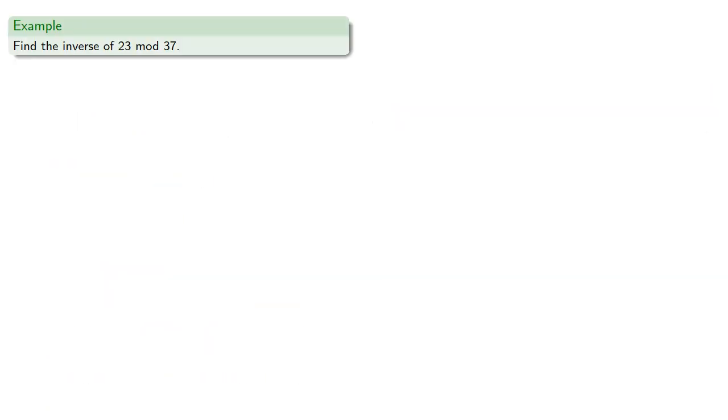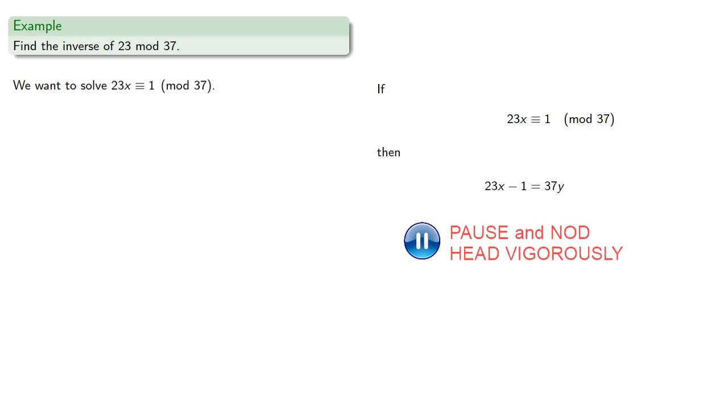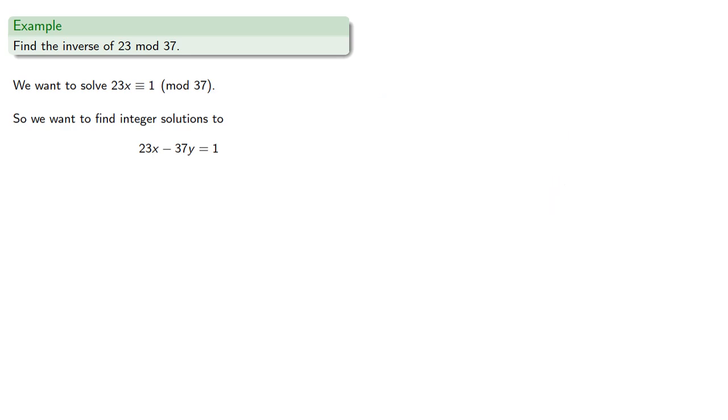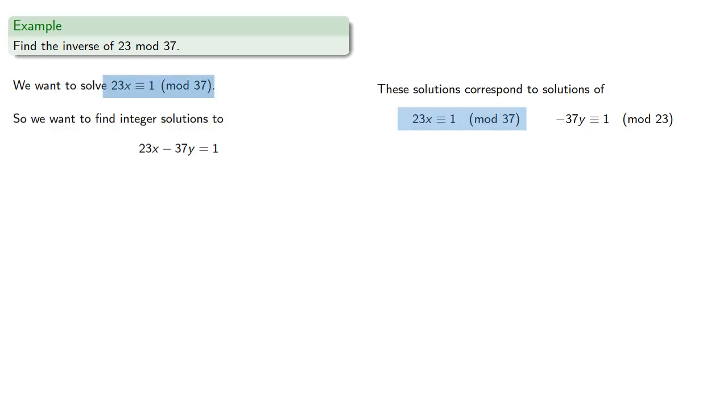So for example, let's try to find the inverse of 23 mod 37. So we want to solve 23x congruent to 1 mod 37. So if 23x is congruent to 1 mod 37, then the difference is a multiple of 37. And so we want to find integer solutions to 23x minus 37y equals 1. But these solutions correspond to solutions of the congruences. And again, this first congruence is what we started with, but the second one can actually be reduced.